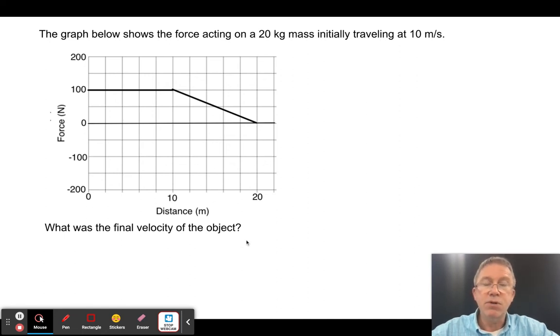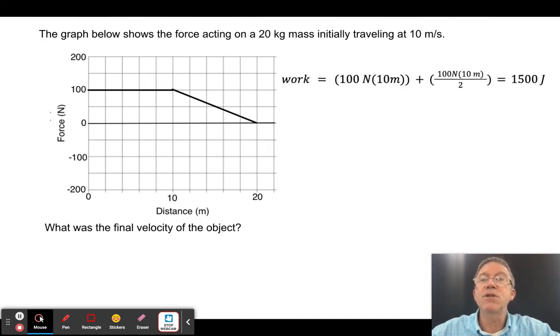So here's how we're going to approach this. Forgive me if I just draw this out a little bit. The first thing we're going to do is figure out the total work done by looking at the area under the curve. So I have 100 times 10. That's going to be 1,000 joules worth of work there. Now I have 100 times 10 divided by 2. So that's another 500 joules here. So the total area under that line is 1,500 joules of positive work done on the object.